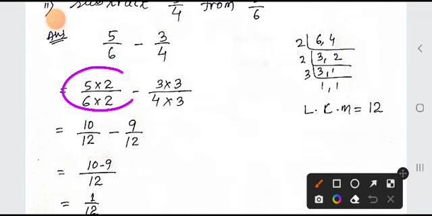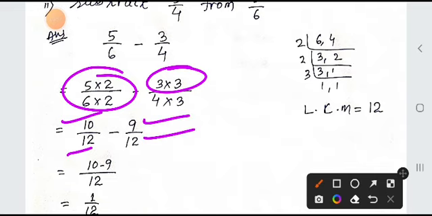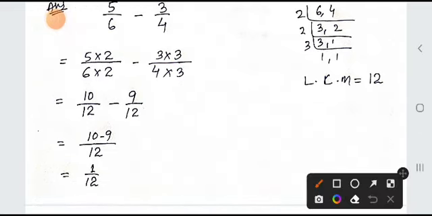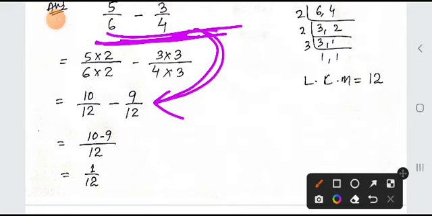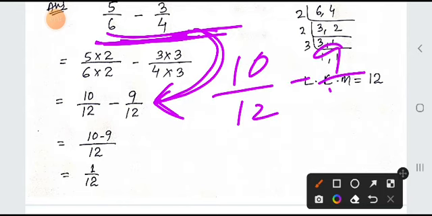Now we have 5 into 2, that is 10, and 6 into 2, that is 12. It is also 3 times 3, that is 9, and 4 3s are 12. So now we have converted the fractions into like fractions. The first two fractions were unlike, and we have converted them to like fractions. And now as we have like fractions, we can do the subtraction process very easily.